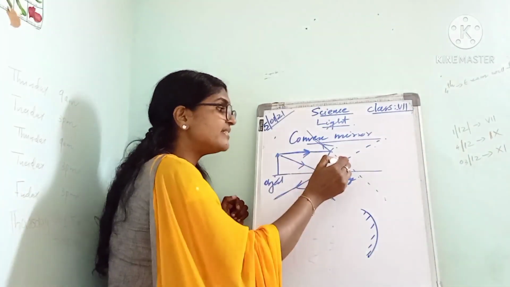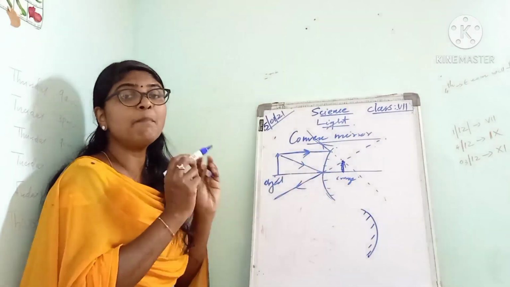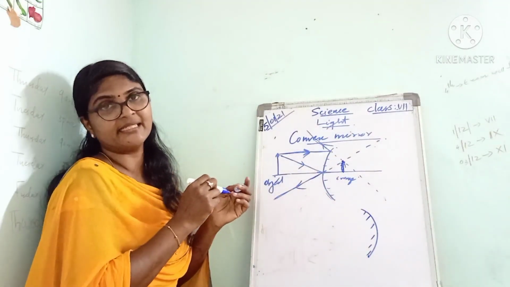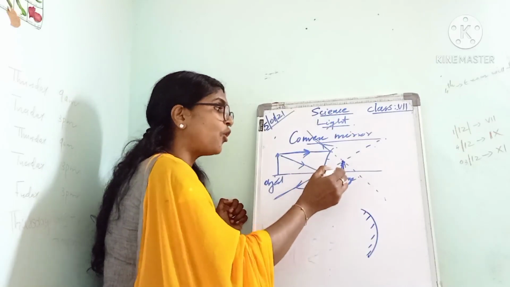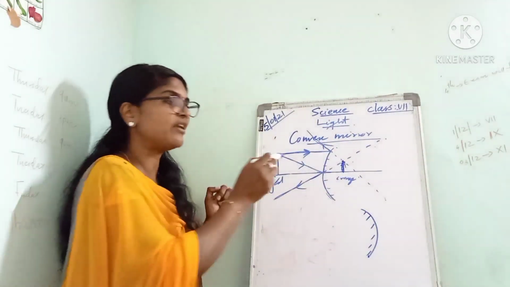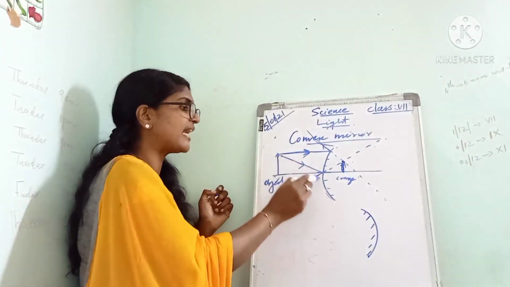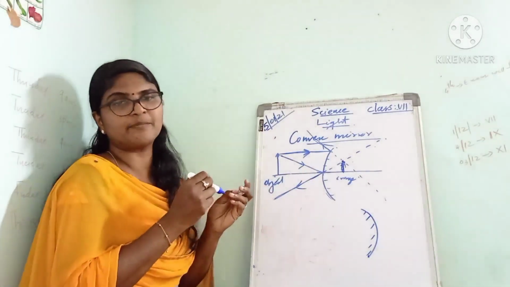Here this virtual image is produced not by the actual reflected light rays. Actually this virtual image is got only when the reflected rays are extended backward. That time only we get this virtual image. Okay, actually this is the image formation of a convex mirror.